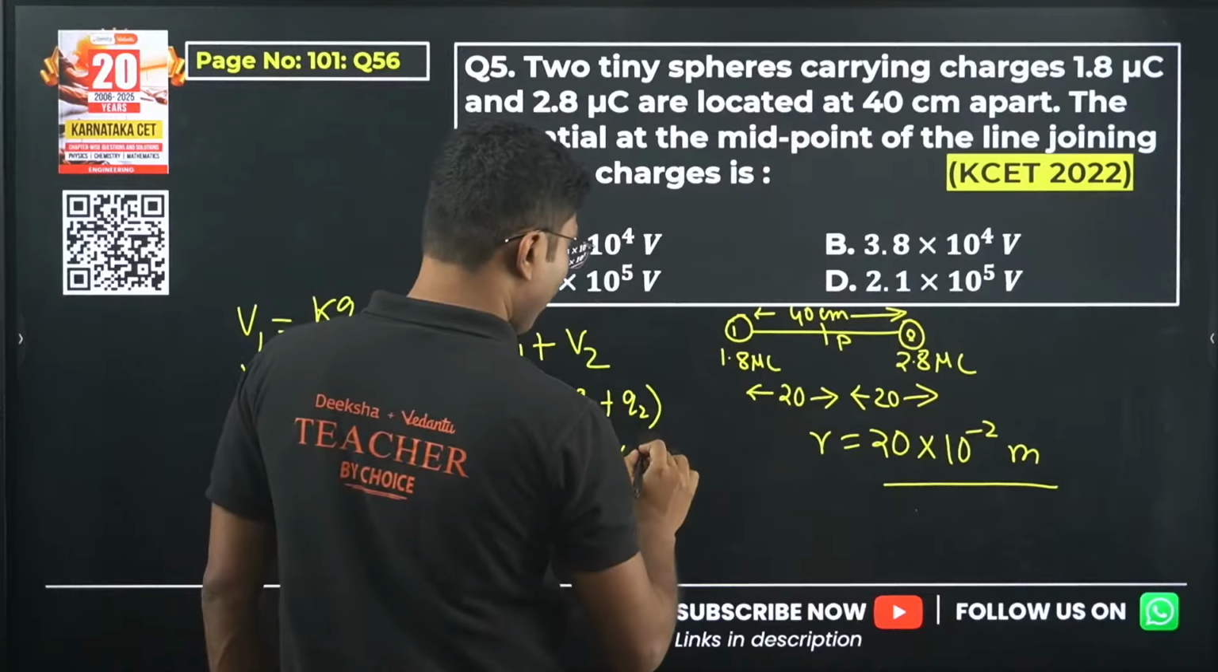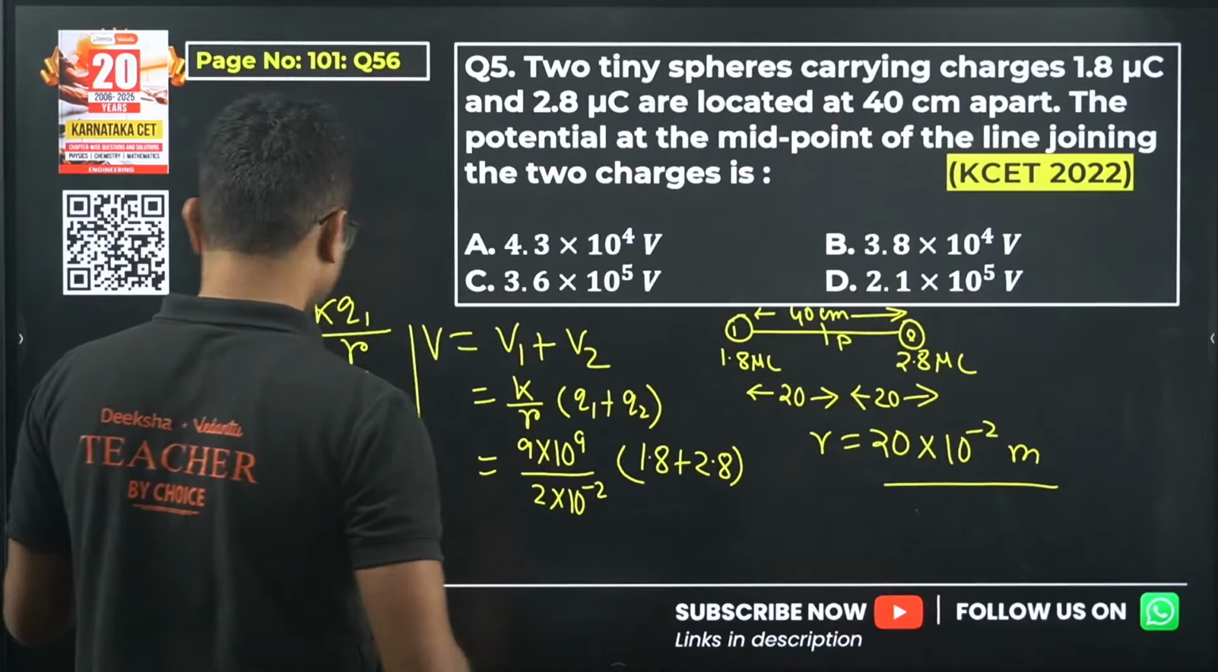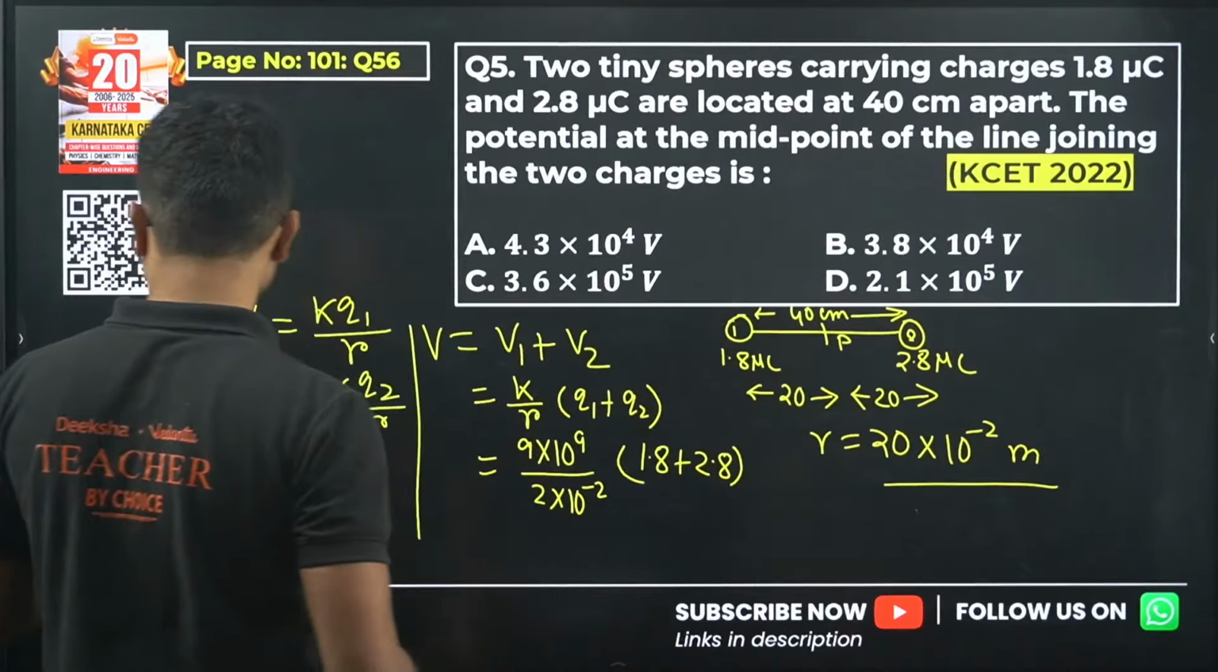Now charges are 1.8 plus 2.8, that is 4.6. Now cancel it, you will get 2.3. 2.3 into 9 means 18, 2 9s are 18, and 3 9s are 27, 2.7. So it will be 20.7 into 10 to the power of 11. Oh okay, I made a mistake.